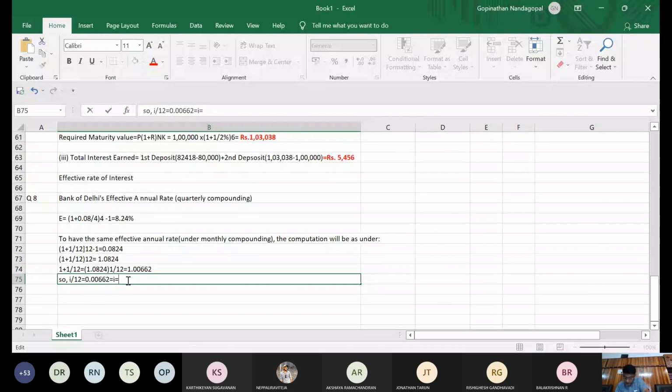Am I right? Yes, sir. Now tell me, what is the effective annual rate of both the banks? This is the question for you. You have to close this.